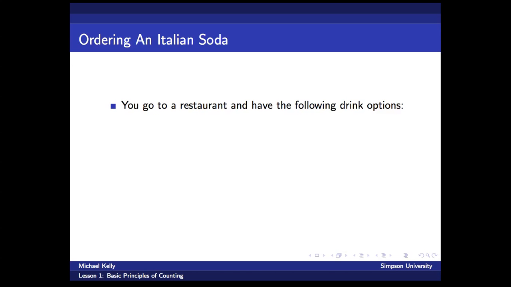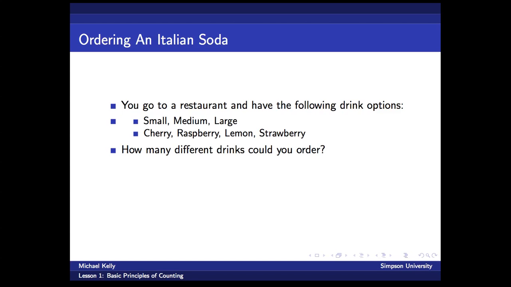For example, suppose we're at a restaurant and we're ordering an Italian soda, which is one of my favorite drinks. And the drink options are the following. We can choose a small, medium, or large, and they have the flavors cherry, raspberry, lemon, and strawberry. How many different drinks could we order?